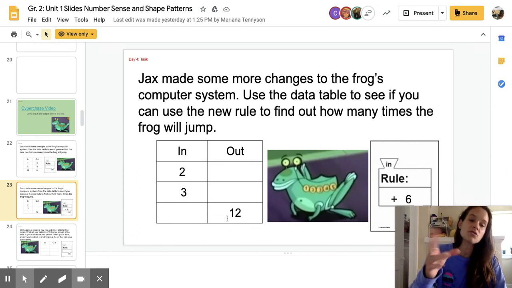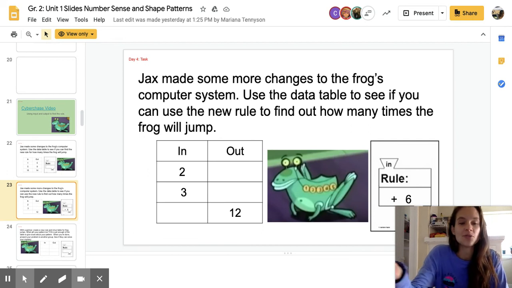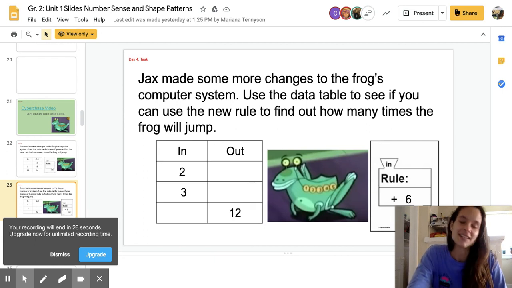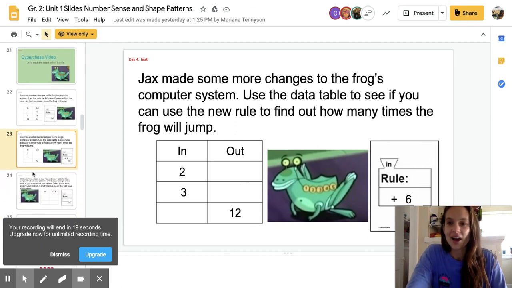Now they told us the output here is 12. If the output is 12, then if we're given the output, we actually have to do the opposite operation. So what is the opposite of addition? Subtraction. What is 12 minus 6? 6. Nice work.